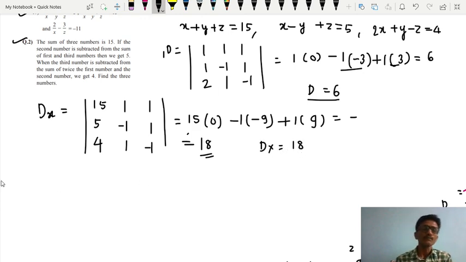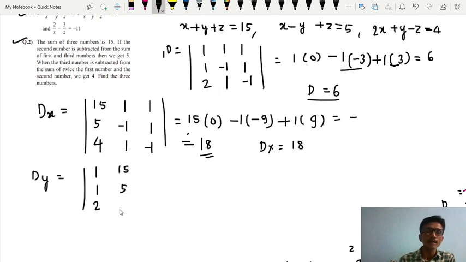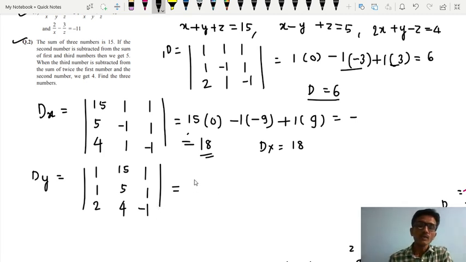Then we find dy. So dy is equal to what? 1, 1, 2. Here, coefficients of y we replace by constant 5, 15, 5 and 4. Here, 1, 1, minus 1. Expand this. So, 1 into determinant of this minus 5, minus 4, minus 9, it is minus 15 into. Here, minus 1, minus 2, minus 3. Plus 1 into 4 minus 10, minus 6.